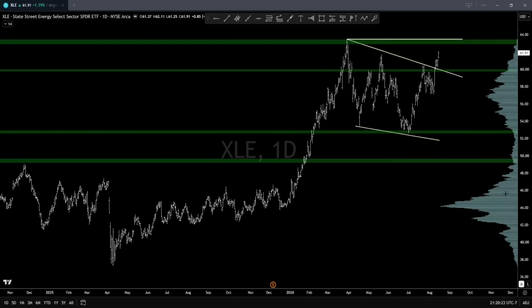Now the energy has been strong. This is the energy sector, XLE. You can see that it broke this trend line here and broke this resistance zone here, and it's moving up toward a high. So if you're holding long on the energy, then I will continue to ride this up to see if it gets up to the high and possibly breaks this high and goes into a new high.